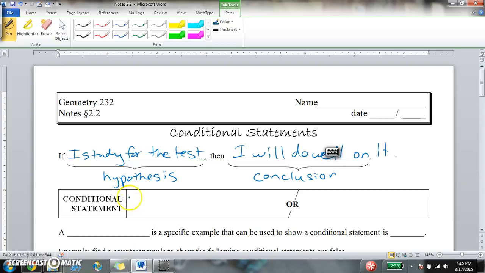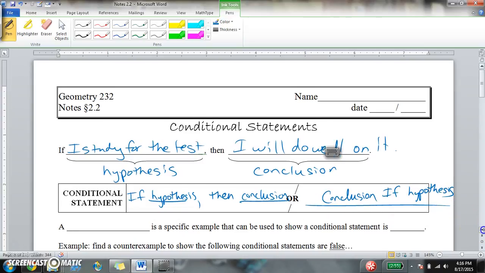So a conditional statement is in the form: if, hypothesis, then a conclusion. Sometimes you might see it like this: conclusion, and then if in the middle, and then the hypothesis at the end. You won't see that a lot, but sometimes you might.